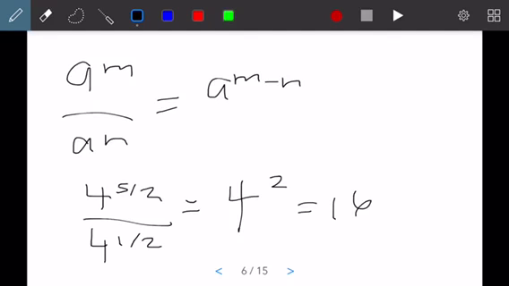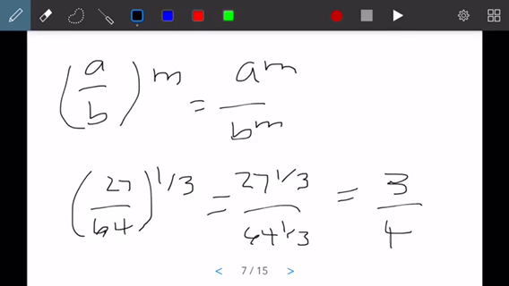Then we have the quotient of powers. So when you have an exponent over an exponent, you subtract it. So if you have 4 to the 5/2 over 4 to the 1/2, you subtract that. So you get 5 minus 1 equals 4, and then 4/2 is 2. So you have 4 to the second power, which reduces down to 16.